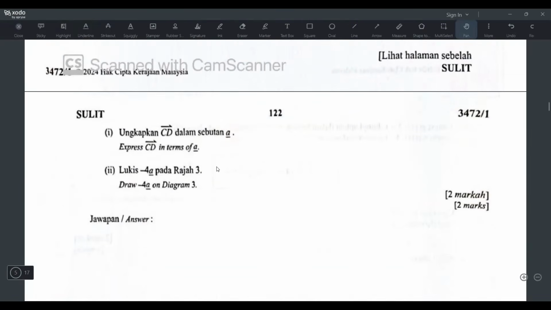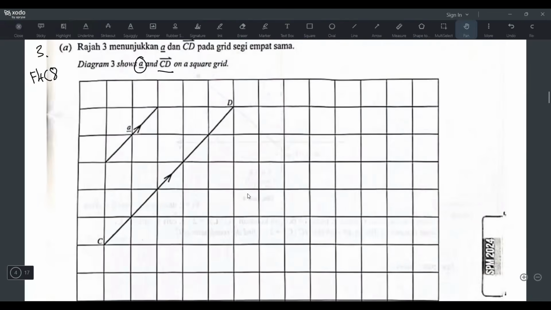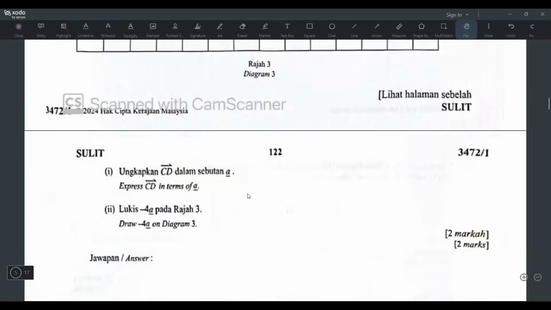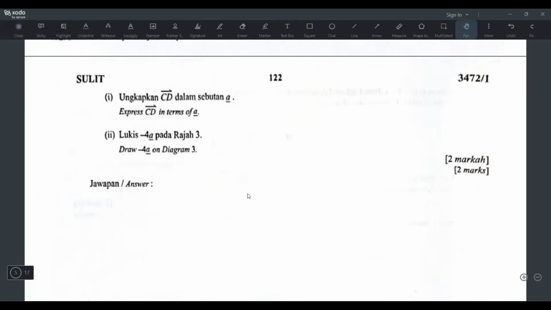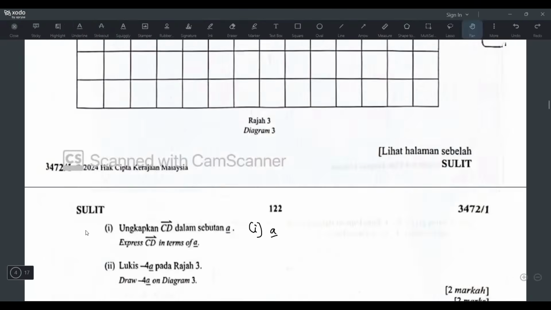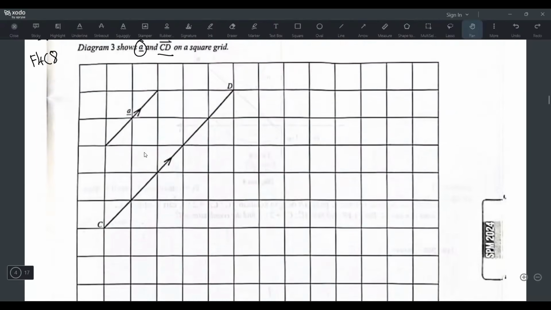So maybe it's just 1 mark for each of these. But I will show the working for you also. It's a bit long, but there is a way to show the working. I'll show you how. You change everything to coordinate vector. So as you can see, the small vector A, you can change so that it becomes in terms of i and j, because these are all square grid. So you can see vector A going from this point to this point is how many i, how many j. i is the horizontal movement, j is the vertical movement. So horizontal 2 kotak, vertical 2 kotak.